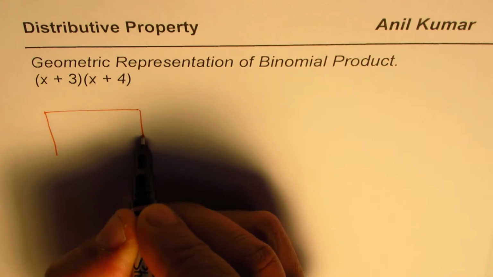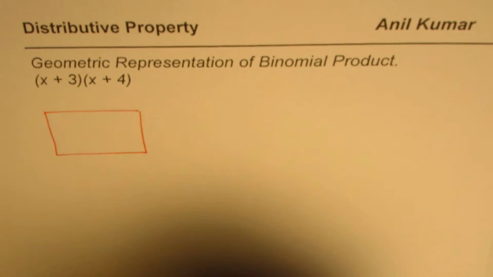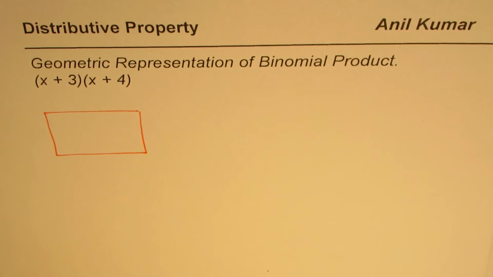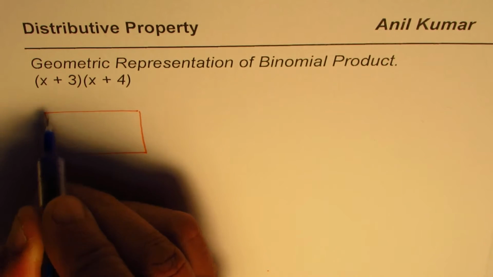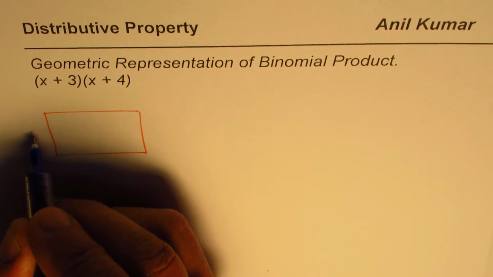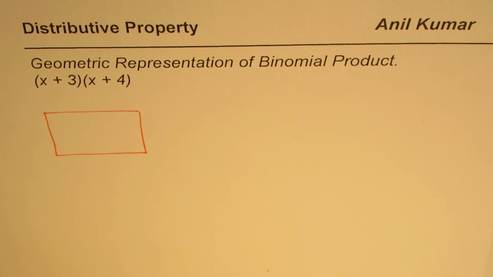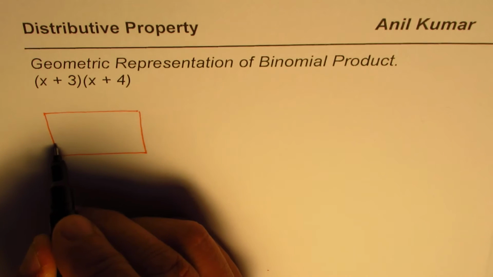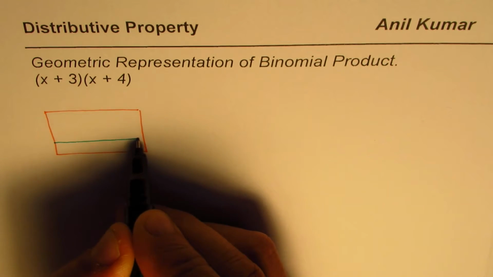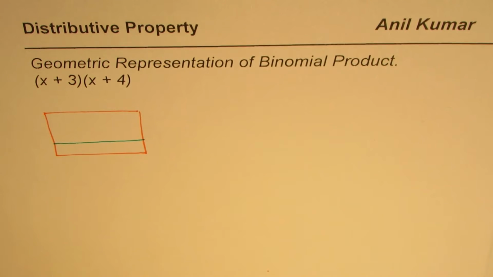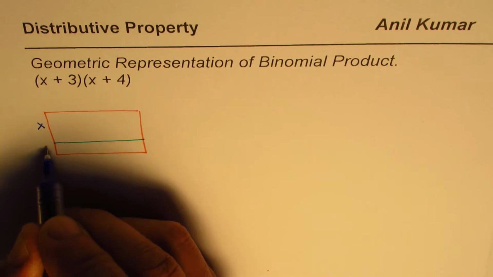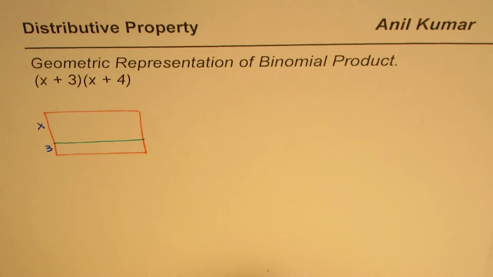So this is our rectangle whose sides are, we are saying x plus 3. So this side is x plus 3. Now how to write x plus 3? So what we will do is that we will split this side into two parts like this. Do you see that? So one becomes x, the other one is 3. So we can write this as x and 3. So this is x plus 3.